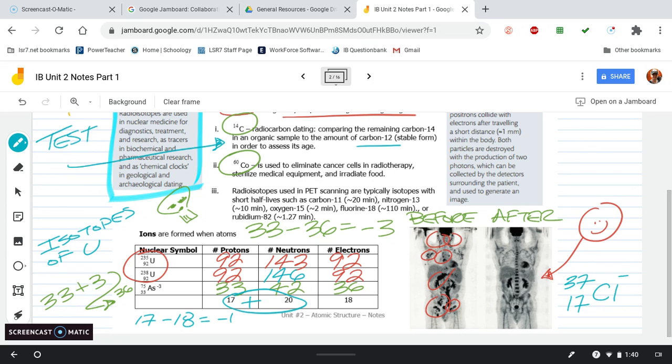There is your chart. You should be able to do that, guys. That is pretty easy stuff. But I think the key thing is recognizing the ones that are isotopes.